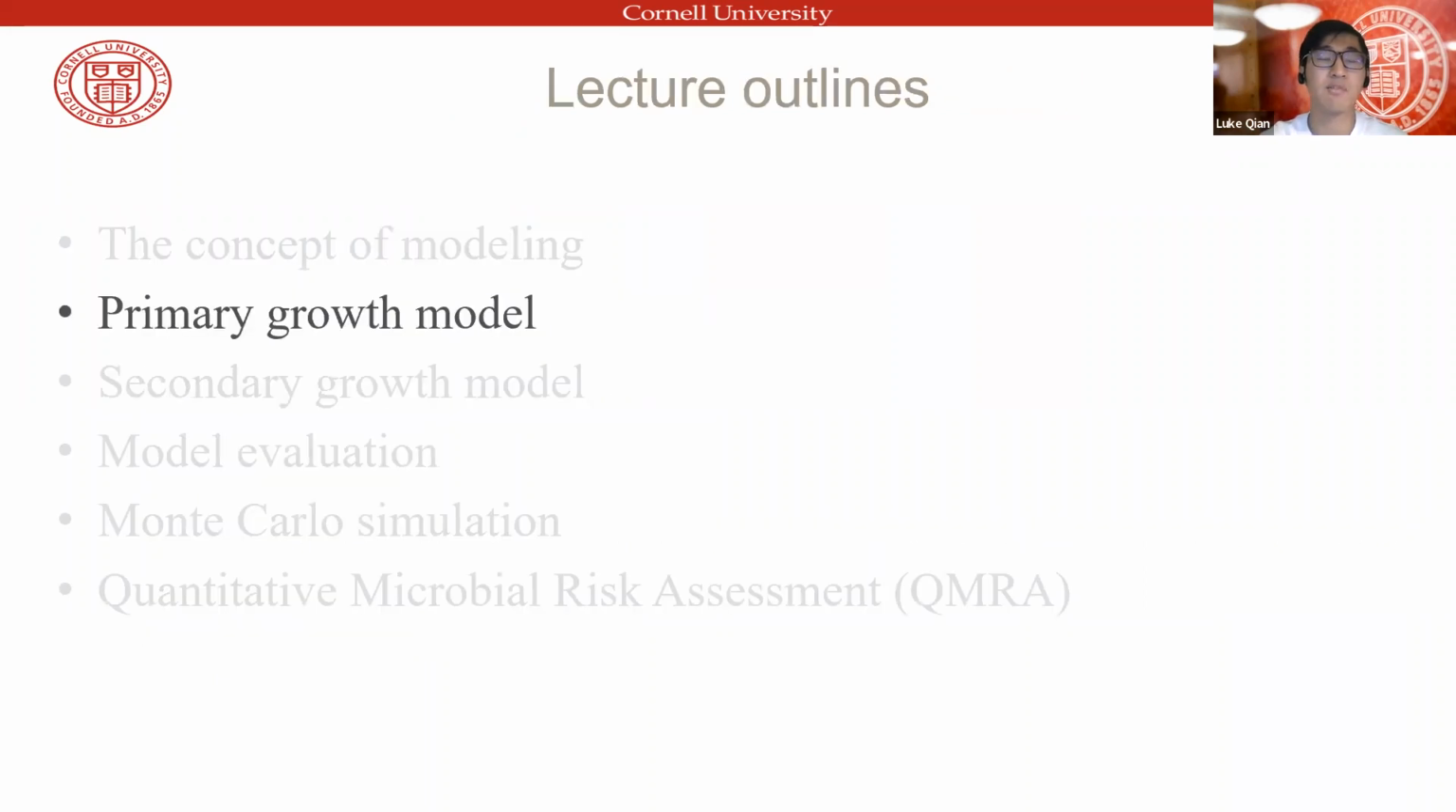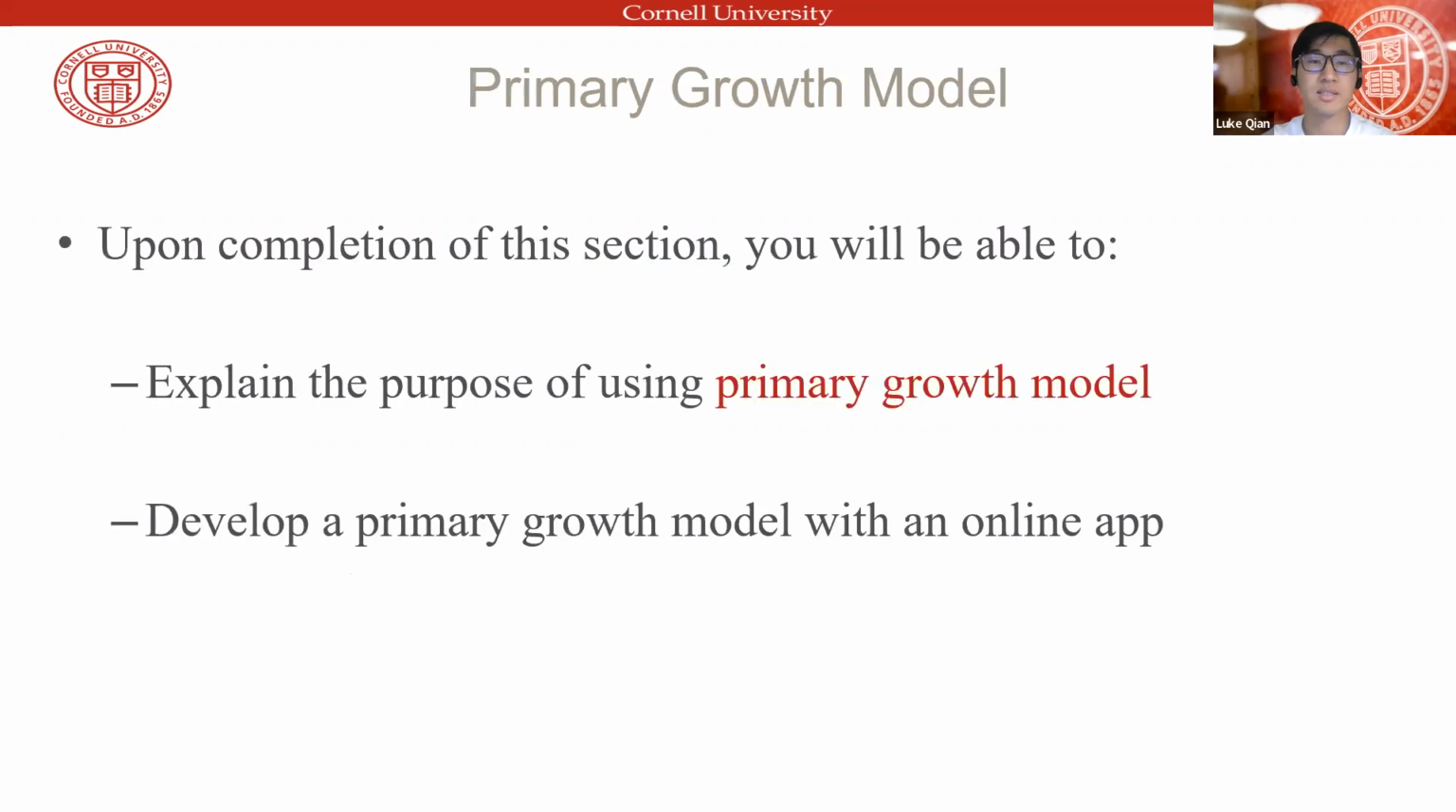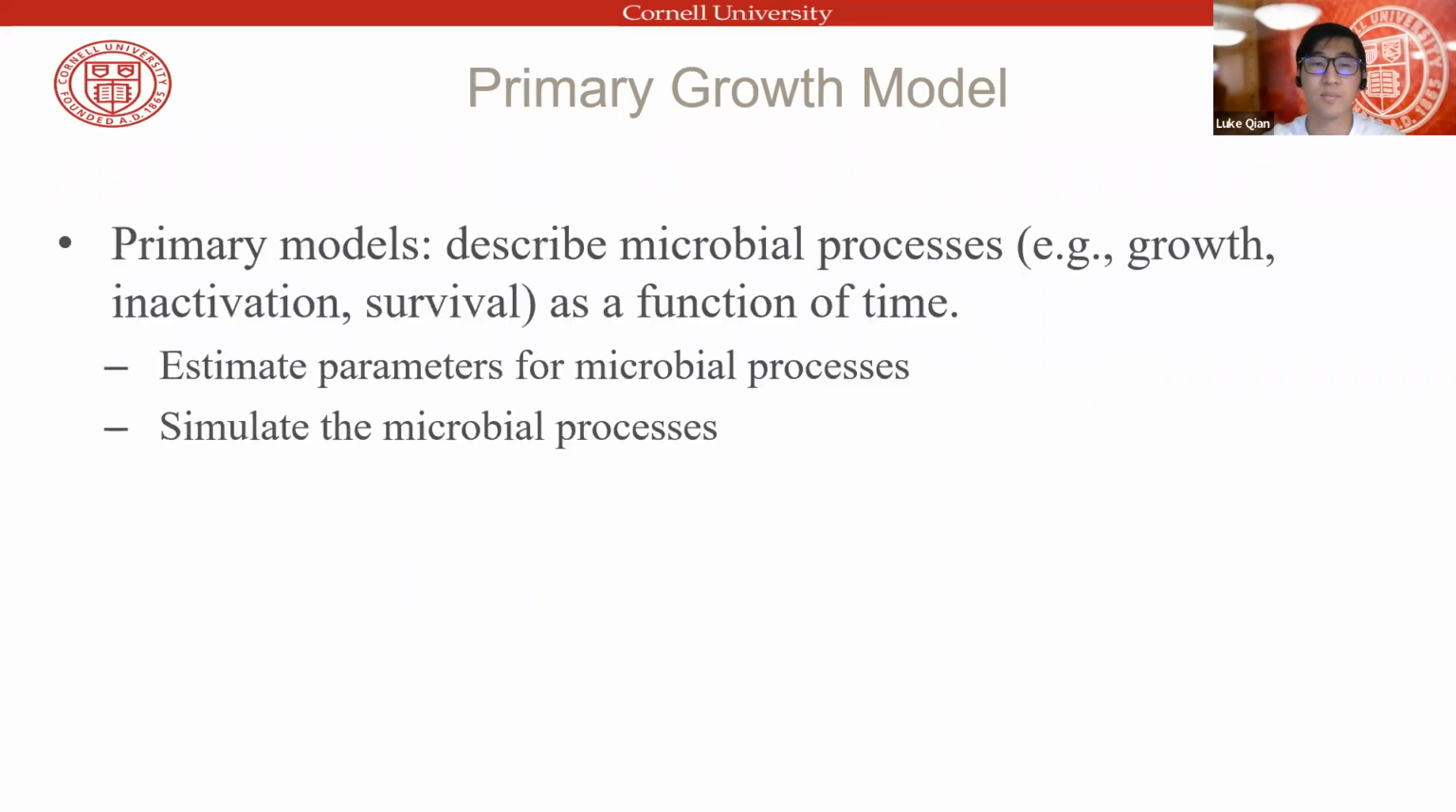Now let's talk about a very important model type, and it's also a very essential one to begin with. This is the primary growth model. Upon completion of this section, you will be able to explain the purpose of using a primary growth model and develop a primary growth model with an online app, where I demonstrate. So what is a primary growth model? We define a primary growth model as a model that can describe microbial processes, for example growth, inactivation, or survival, as a function of time.